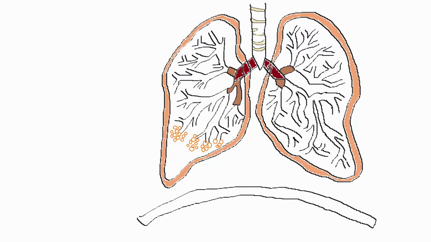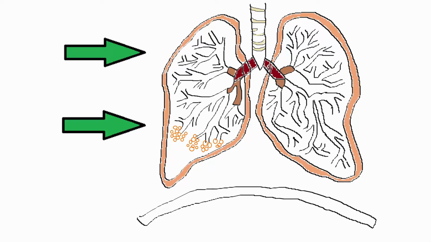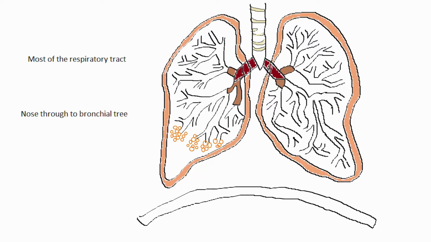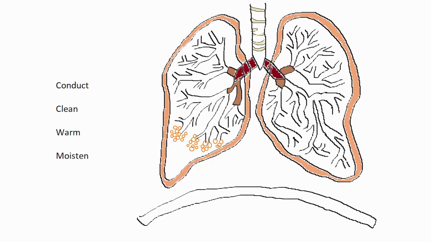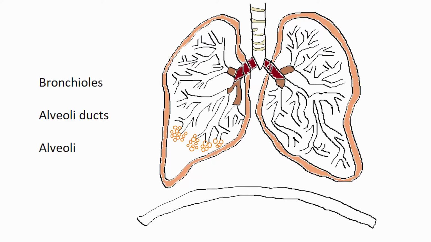The airways are split into two different sections, the conducting zone and the respiratory zone. The conducting zone is most of the respiratory tract and is made up of the nose through to the bronchial tree. This region's function is to conduct, clean, warm and moisten the air. The respiratory zone includes the bronchioles, alveolar ducts and alveoli and is the site of gas exchange.